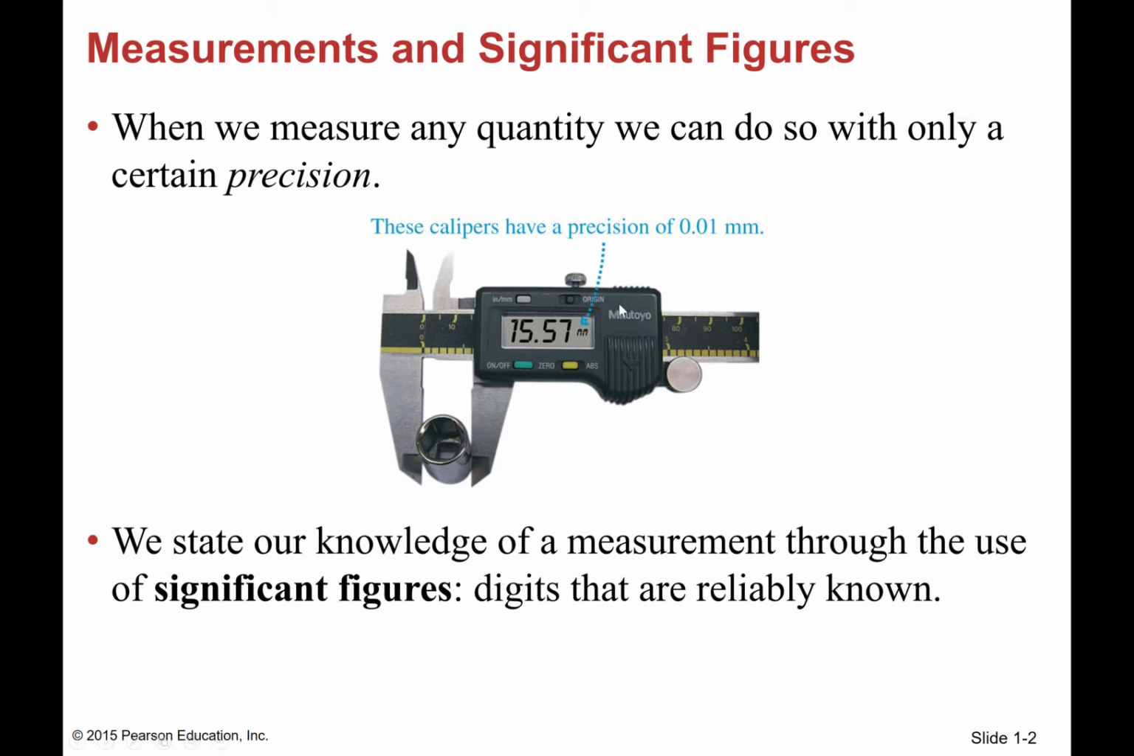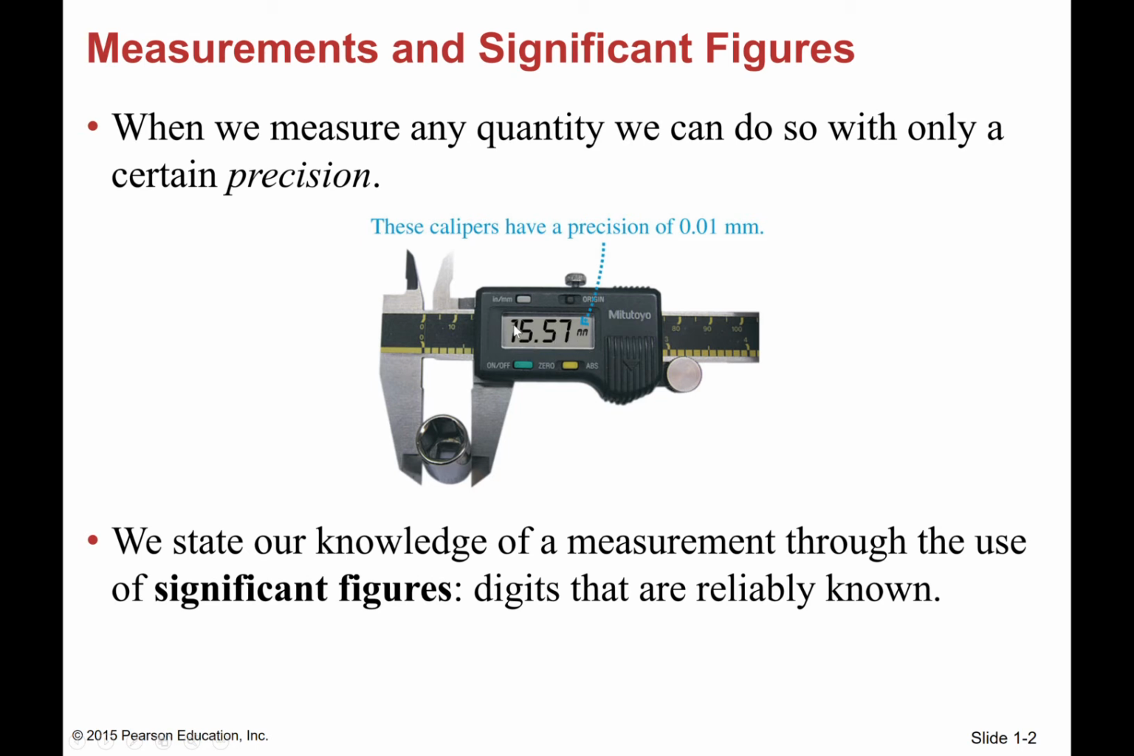What is a measurement? Well, a measurement is basically you compare one property of an object with a scale that you have. For instance, here we are measuring the diameter of this tool. When we measure the diameter of this tool, we have to give that measurement with certain precision. We have to say, well, this is how good my measurement is. In this case, we are measuring the diameter here, and it comes out to be 15.57 millimeters.